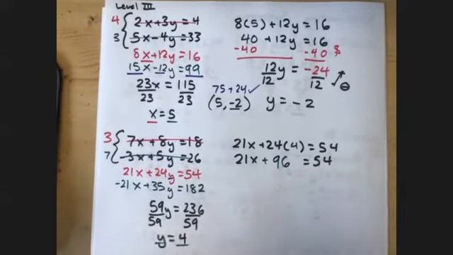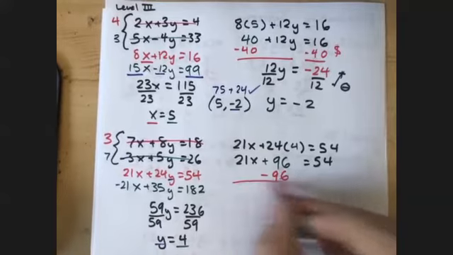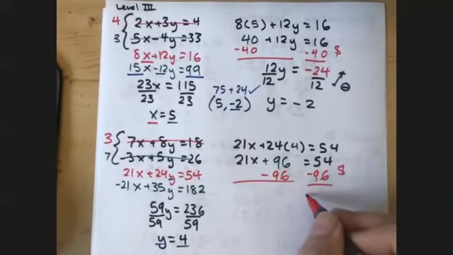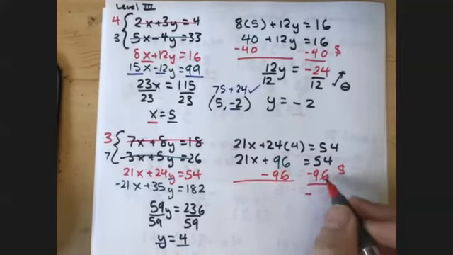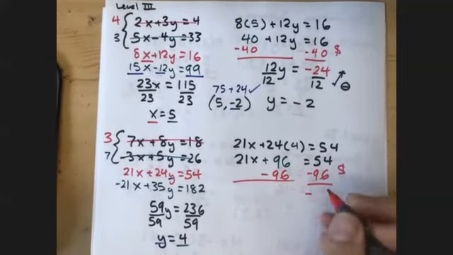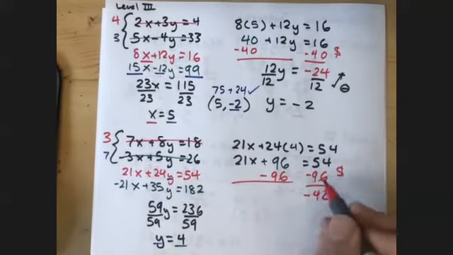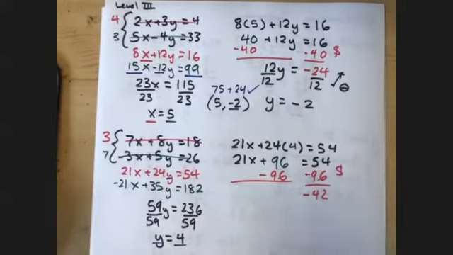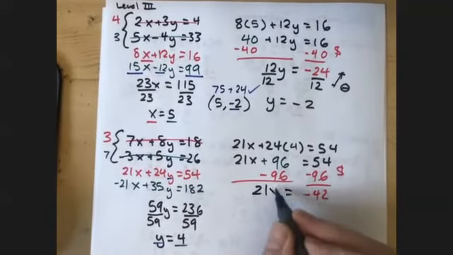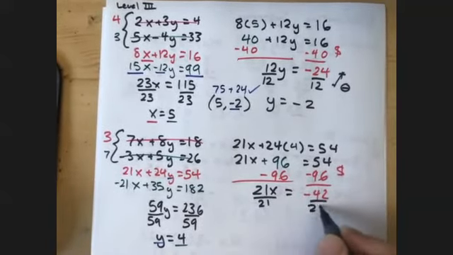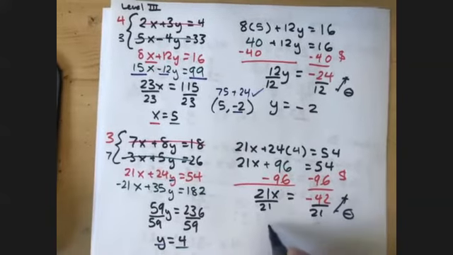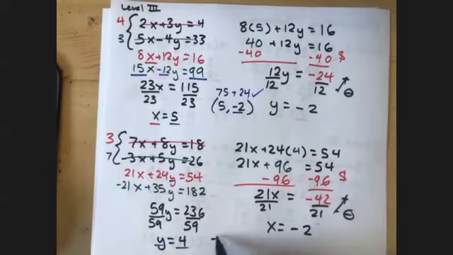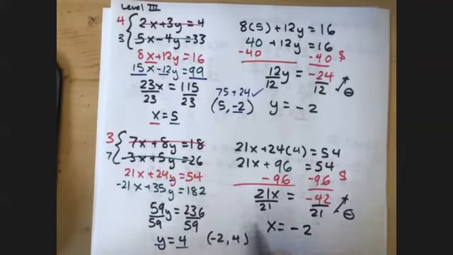Change the sign of my constant I just created to eliminate. Different signs, subtract. I have more negatives. 96 minus 54 is 42. So I'm doing 90 minus 50 is 40, and 6 minus 4. Bring down the 21x and divide by 21. Positive and negative make a negative, so x is going to be negative. 42 divided by 21 is 2. So it should be negative 2, positive 4.